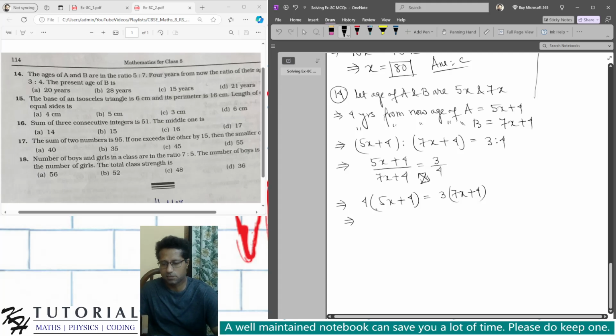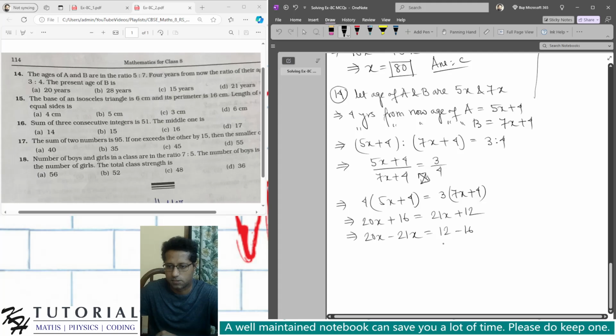Now doing the products and opening the brackets on both sides, we get 20x plus 16 is equal to 21x plus 12. We bring all the x terms to the left hand side and all the constants to the right hand side, and we get 20x minus 21x is equal to 12 minus 16. Simplifying, we get minus x is equal to minus 4, so x is equal to 4.